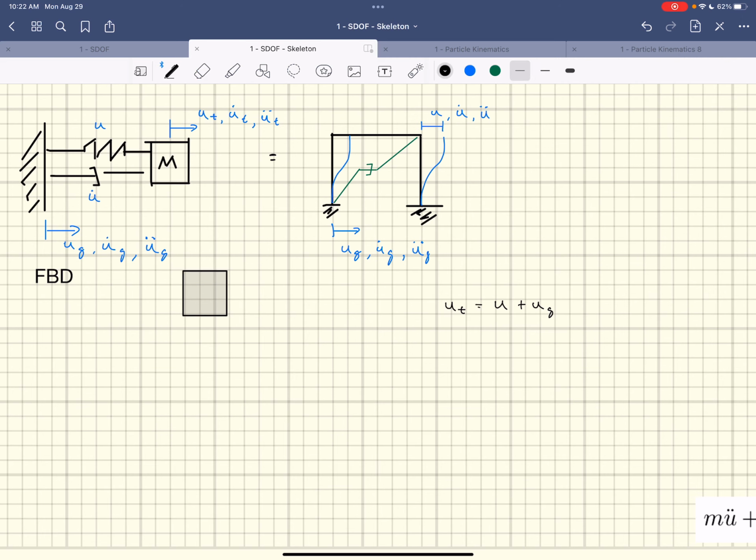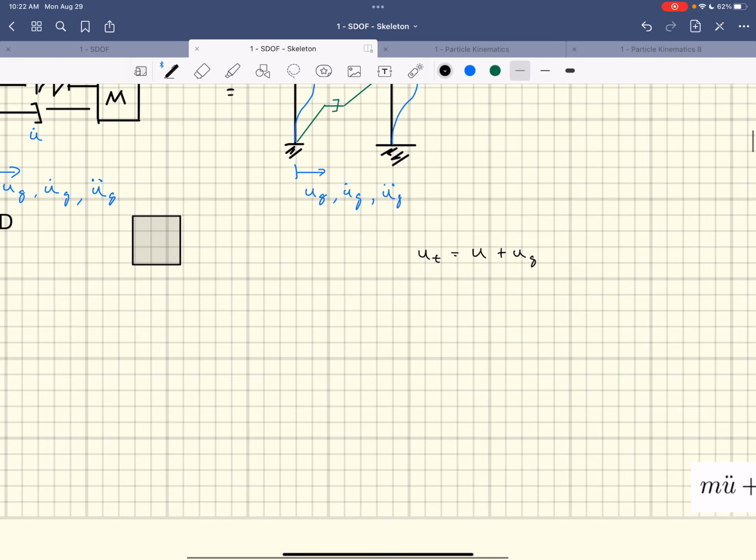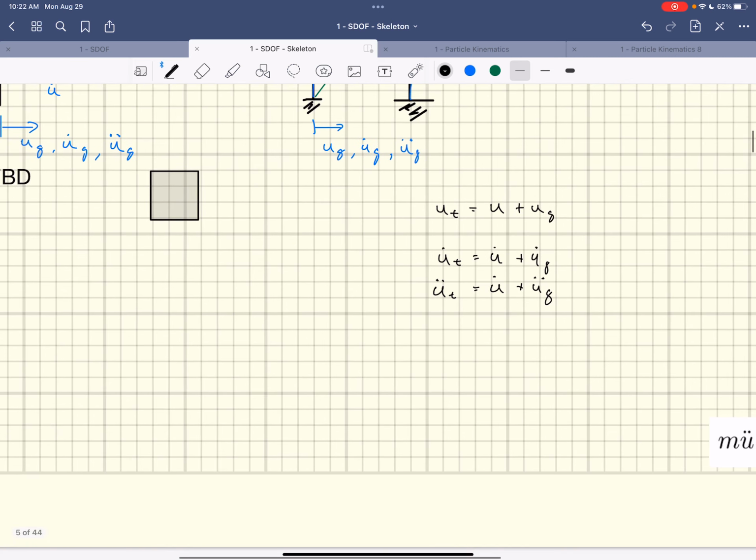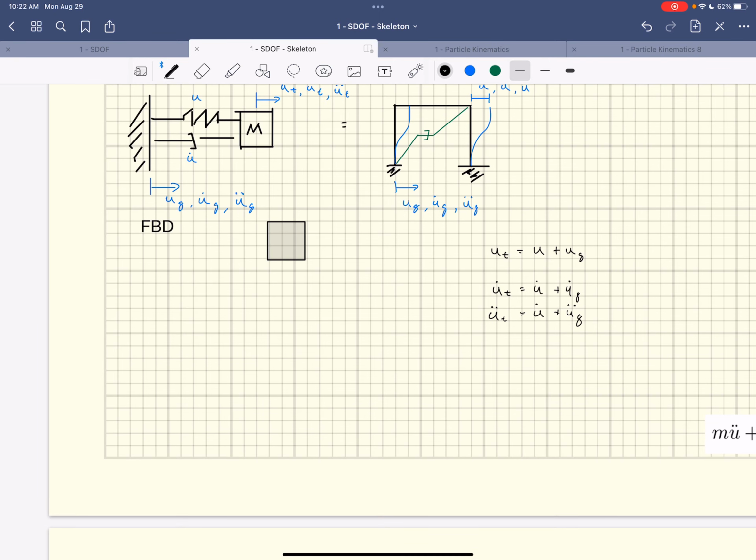You take the derivative of those, and it'll give you the velocities. U total velocity is equal to U dot plus UG dot. And the acceleration, UT double dot, is U double dot plus UG double dot. Okay, and that's just kind of defining stuff. Hopefully everybody's following me there. This is a kind of a key concept to get here.